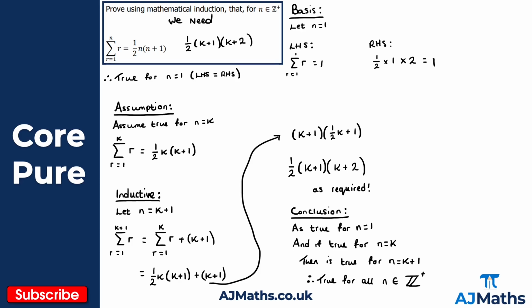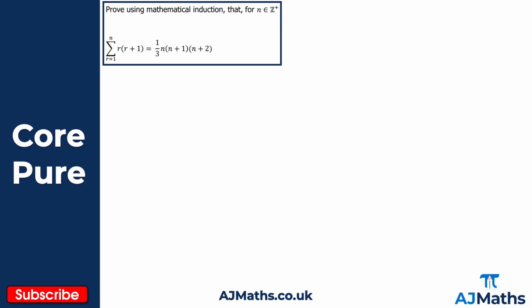So let's take a look now at one more question for proof by induction. This is question 2. We want to prove using mathematical induction that for n being a positive integer value again, the summation of r times r plus 1 from 1 to n is equal to a third n times n plus 1 times n plus 2. So starting off with the first step, our proof by induction. This is the basis step here. In this case, the only restriction on n is that it's a positive integer value. I'm going to let n equal 1.